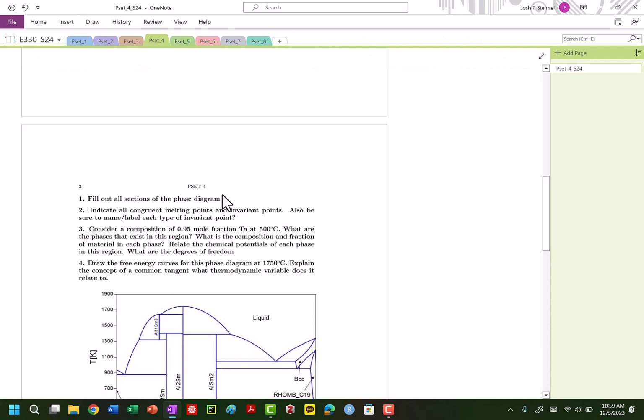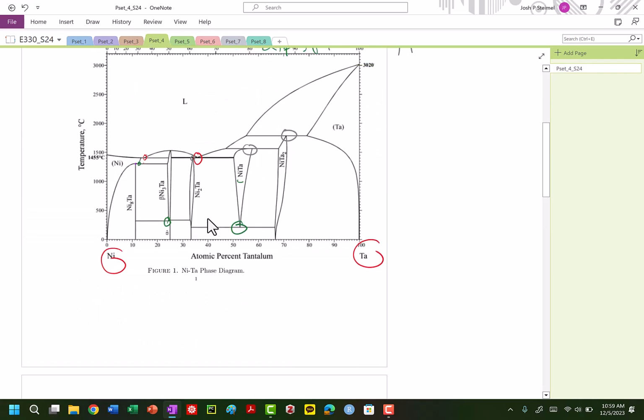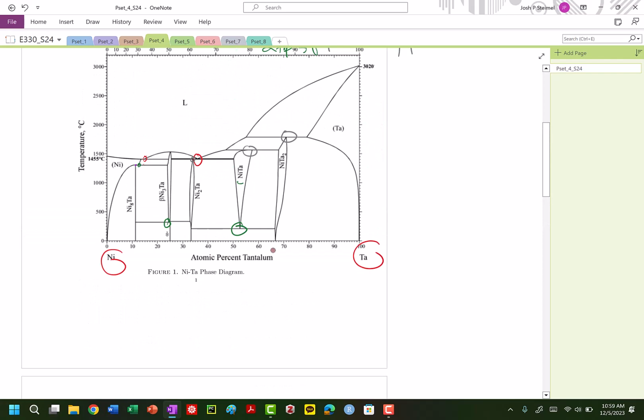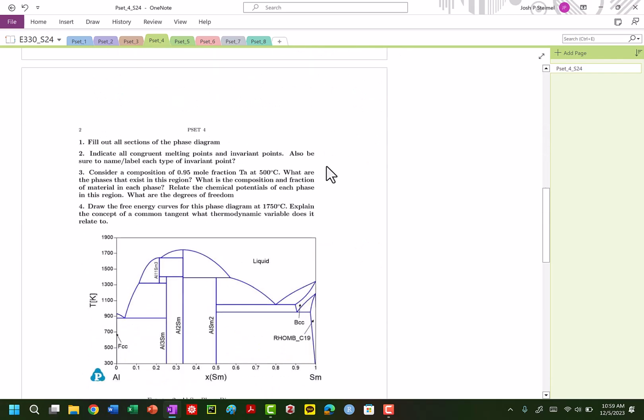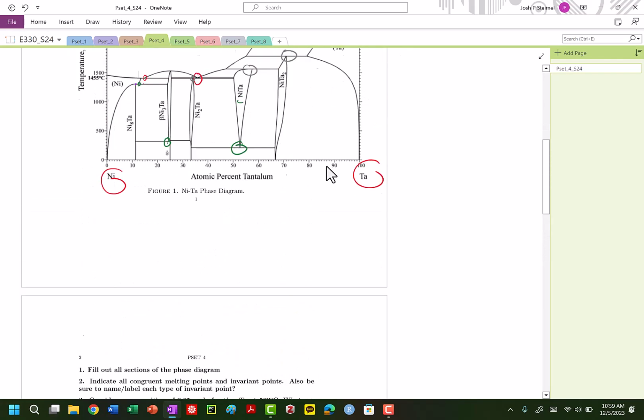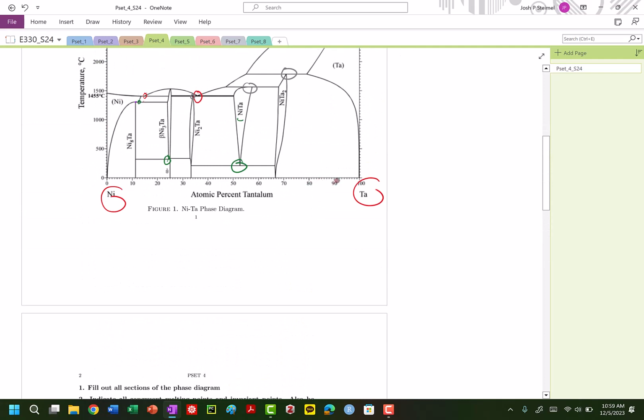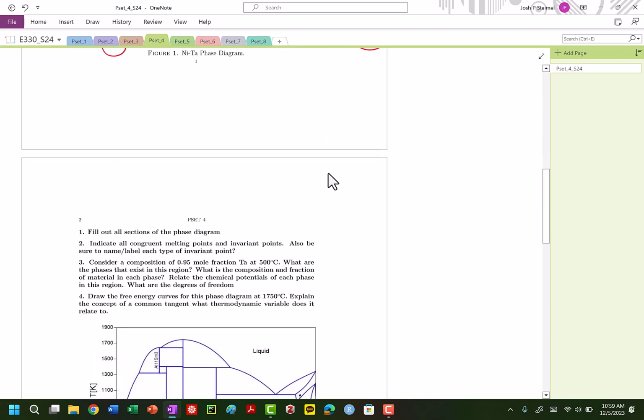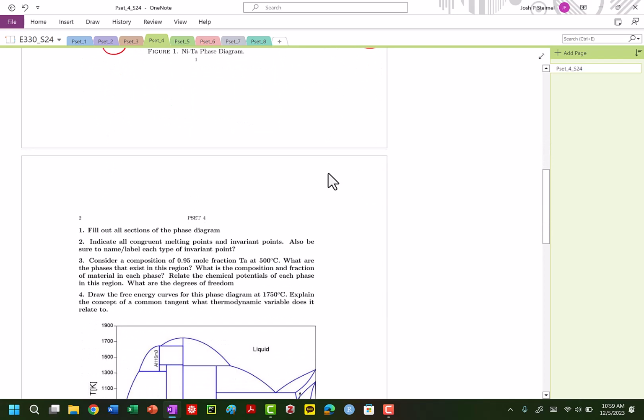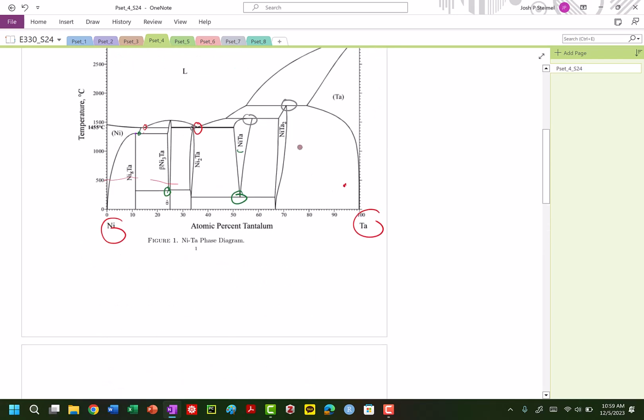Composition of 0.95 mole fraction of Ta, or basically 0.95 atomic fraction of Ta at 500 degrees C. So we're looking at something over here, 0.95 right here. Excellent. So we're looking at 500 C. What are the phases that exist in this region? So in this phase, we have Ta plus NiTa2. So we're in two phases.